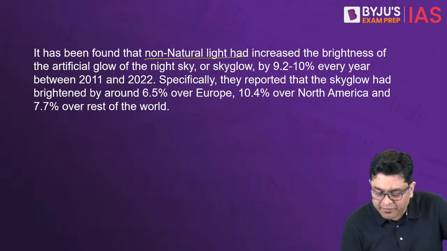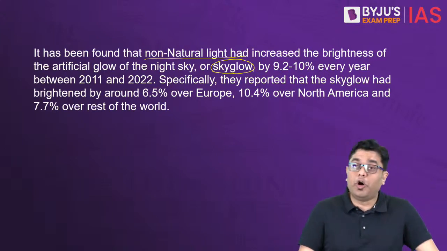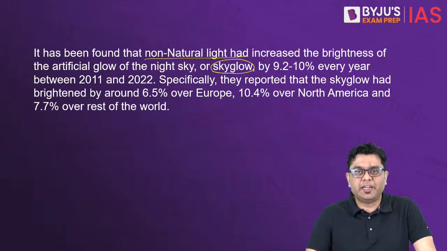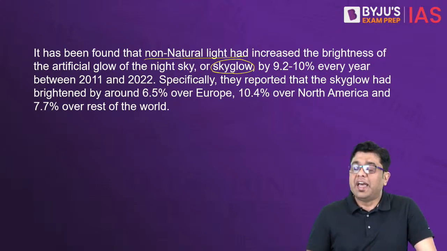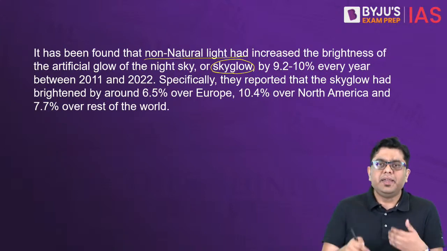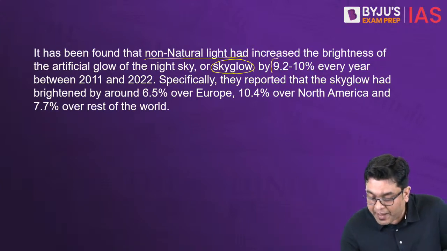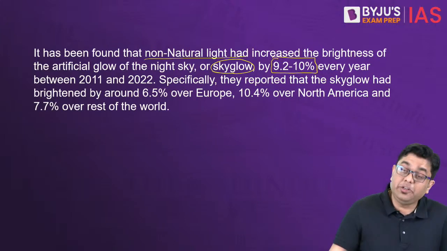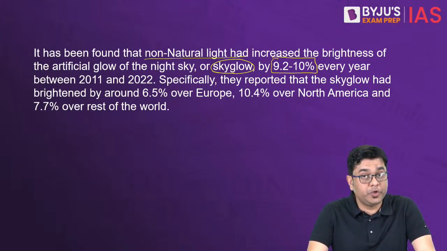So that is something which is referred to as sky glow. The artificial glow of light, the artificial light that you have in the night sky, that is sky glow. So sky glow has been increasing in the world year after year. Overall, it has increased by around 9 to 10% between the years 2011 to 2022.